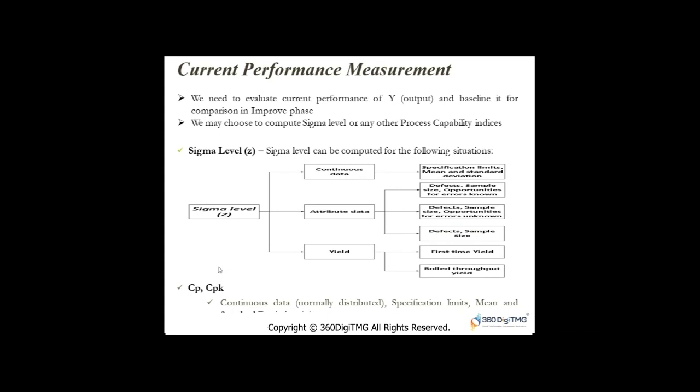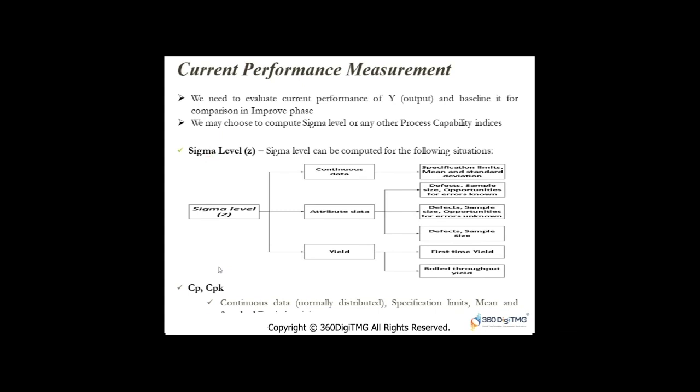Calculate your sigma level. You can also use yield. You can either calculate first time yield or rolled throughput yield. We'll discuss that as well. Then we have CP/CPK. We calculate this for continuous data. And remember one thing, data should be normally distributed. This goes back to the central limit theorem explanation, right? Remember that. And then we have specification limits, mean and standard deviation. ST is short term, we will discuss that in a while.